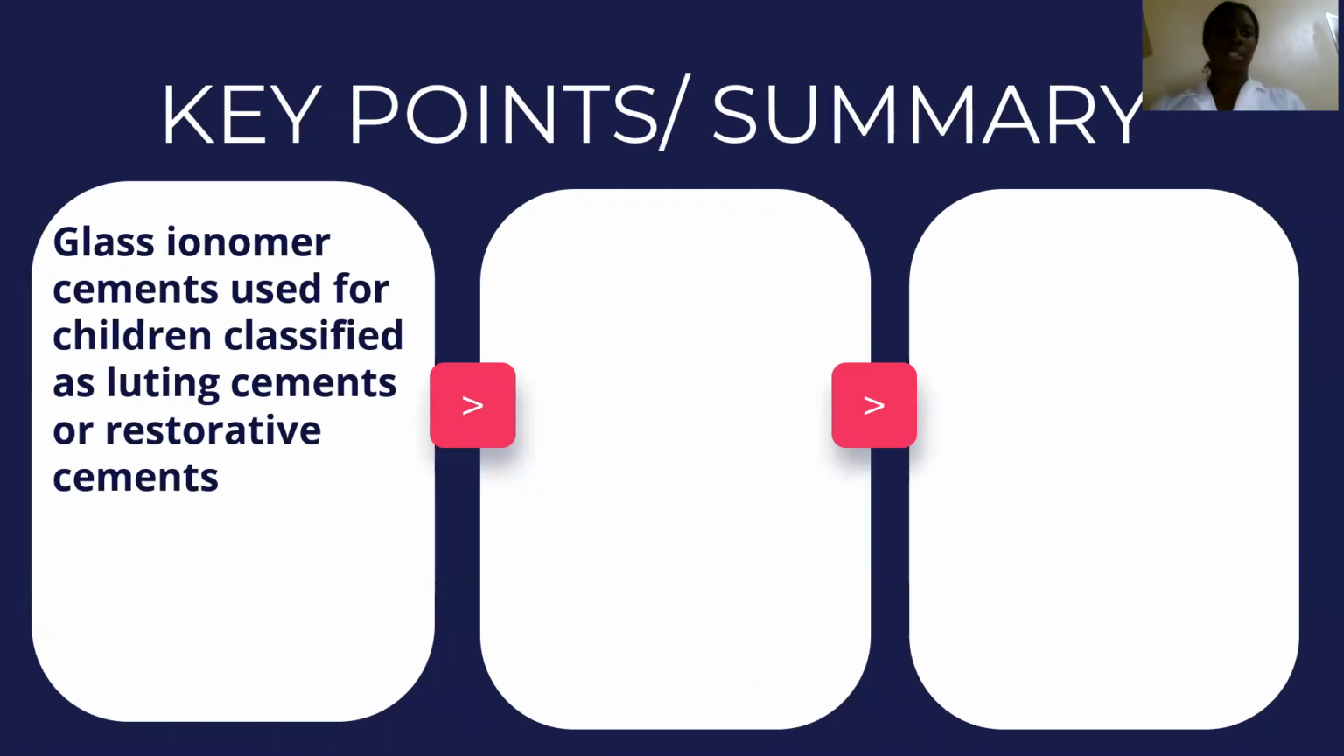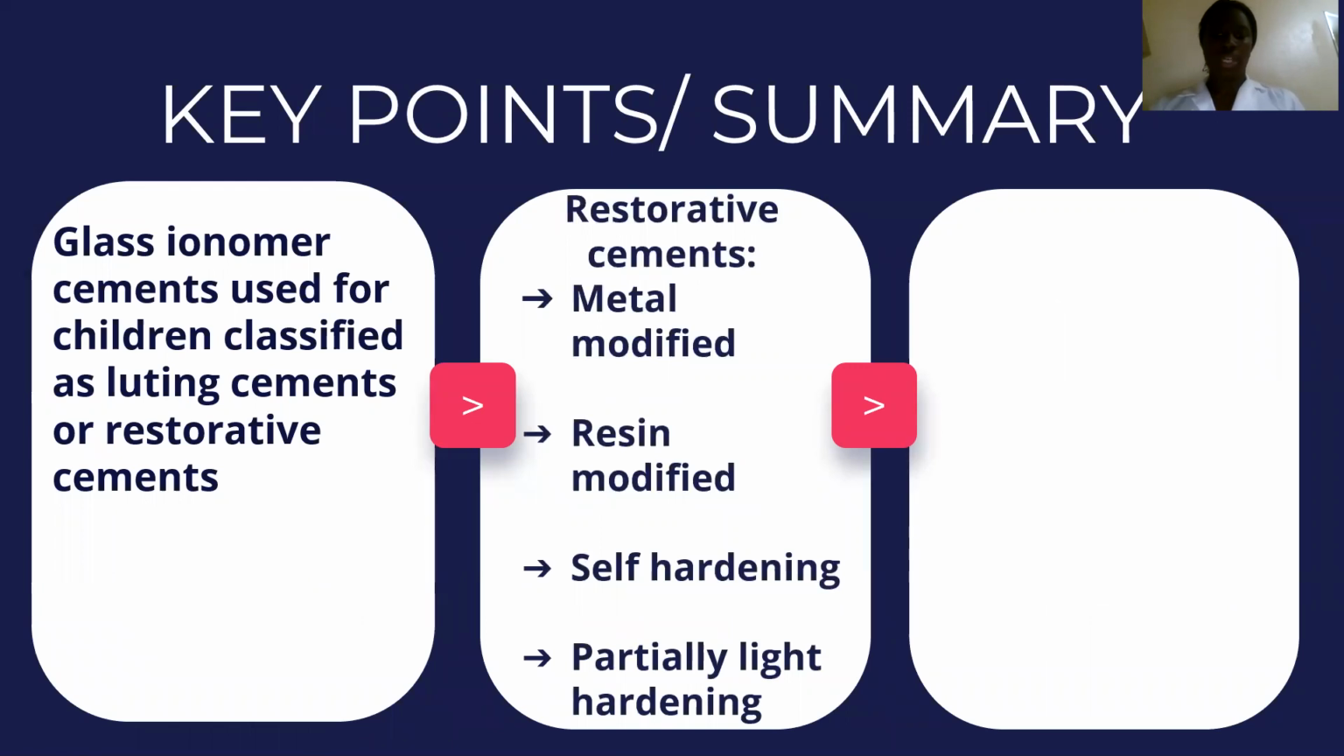Furthermore, glass ionomer cements used for children are classified as luting cements or restorative cements. Now, restorative cements are either metal modified, resin modified, self-hardening, or partially light hardening. Glass ionomer cements are self-hardening and some are modified with resin. Self-hardening glass ionomers set wholly by a neutralization reaction to give brittle materials, and self-hardening glass ionomer cements are also more biocompatible with oral tissues than resin-modified glass ionomer cements.